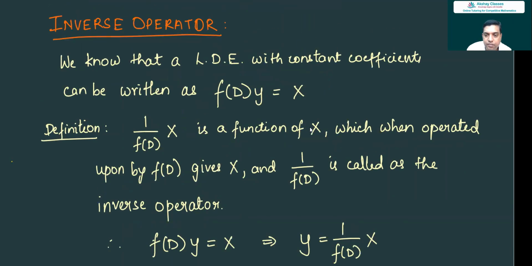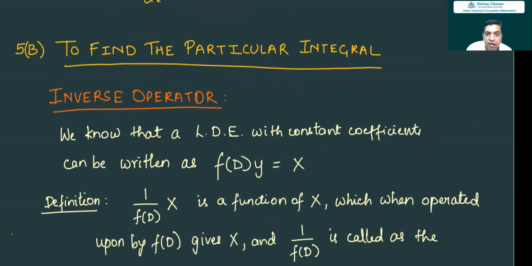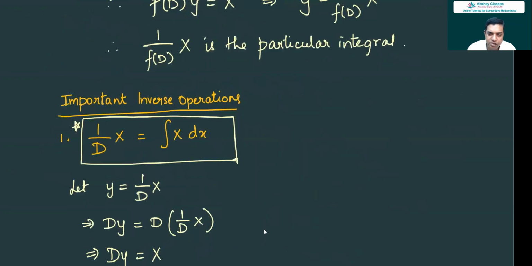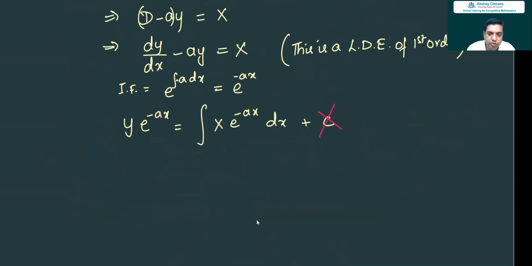Okay, we omit this constant. The reason being, in the complementary function we already get n constants. If the order of the differential equation is n, then we get n arbitrary constants in the complementary function. So again, there is no need to take a constant in the particular integral. So that is the reason why we omit the constant.